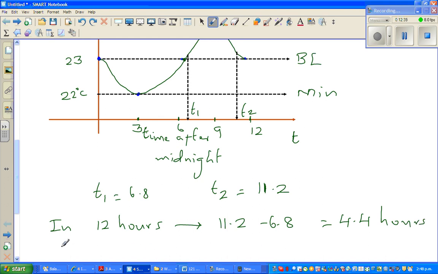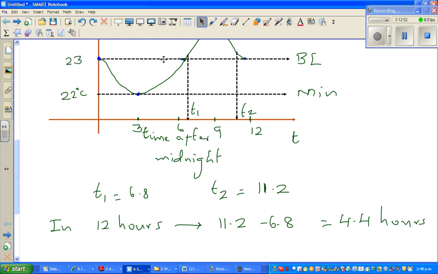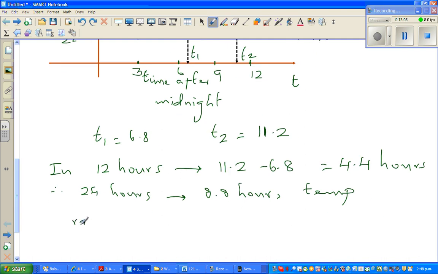Am I right? Let me check it. It's always good to check. Menu, run, 11.2 minus 6.8, 4.4. That's right. So therefore, our final answer is, in 24 hours, double of this, 8.8 hours, the temperature remains above 23.4 degrees. See you in the next one.